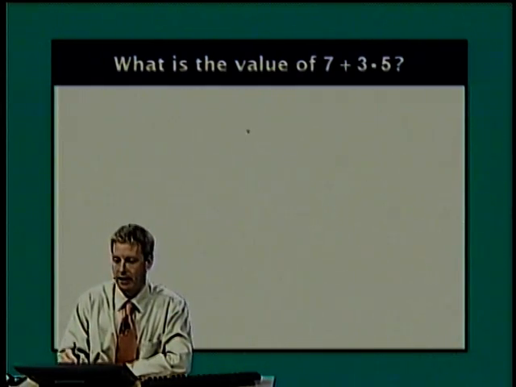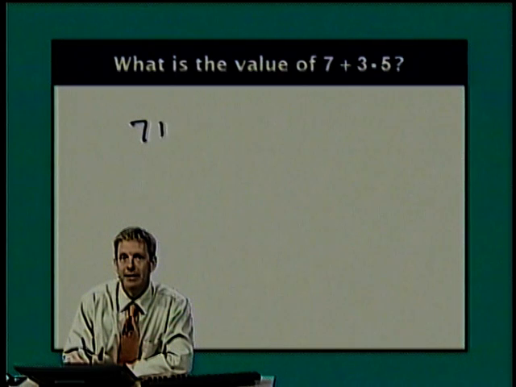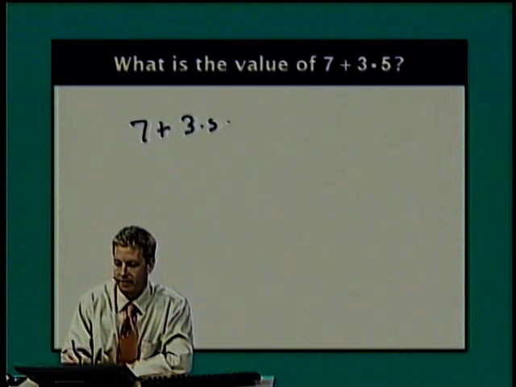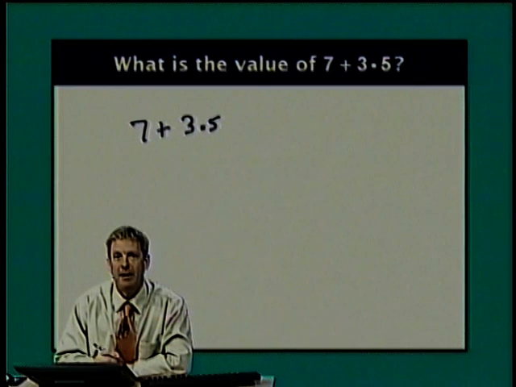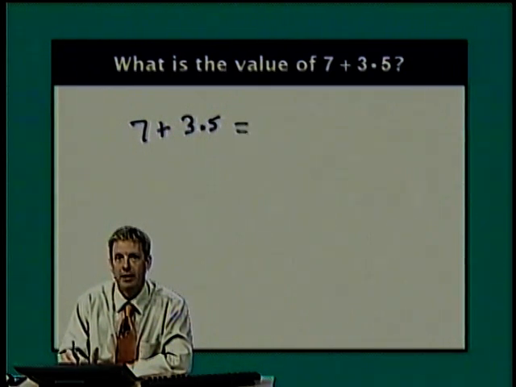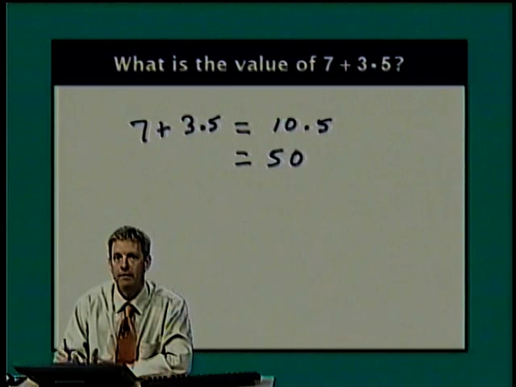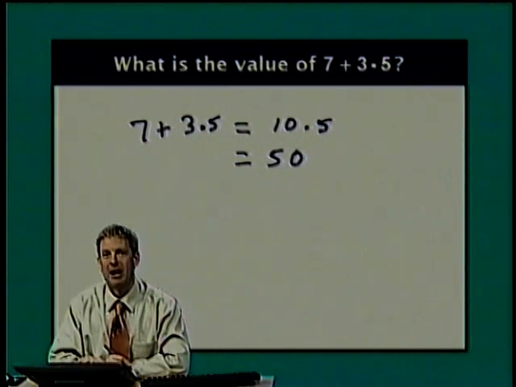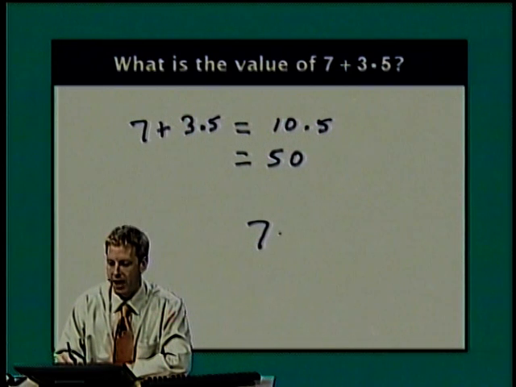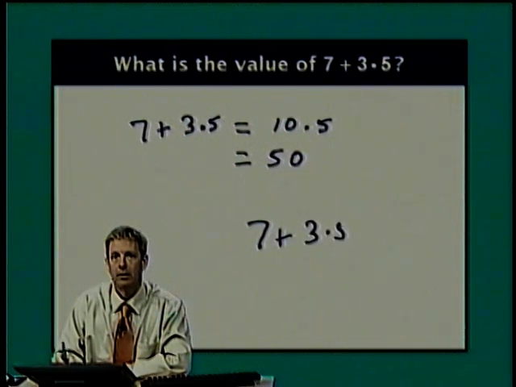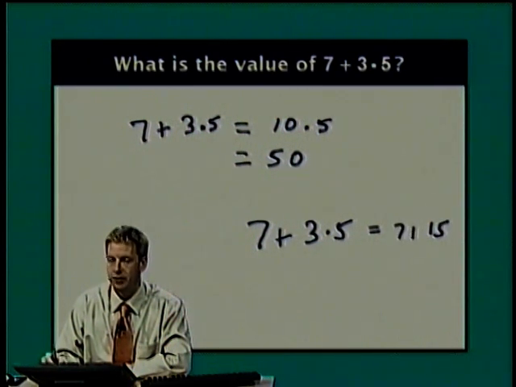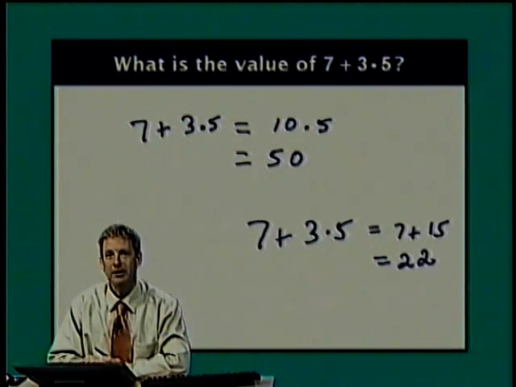One person might say, alrighty, you're asking me to find 7 plus 3 times 5. The first thing I'm seeing is addition. 7 and 3 makes 10, and I want to multiply that by 5, and so that gives me 50. And another person might come along and say, you know what? I'd rather do the multiplication first. 3 times 5 is 15, and we need to add 7 to that, and that's going to give us 22.